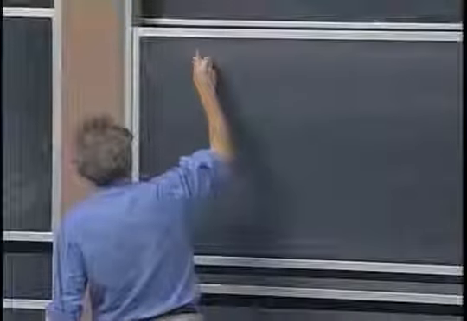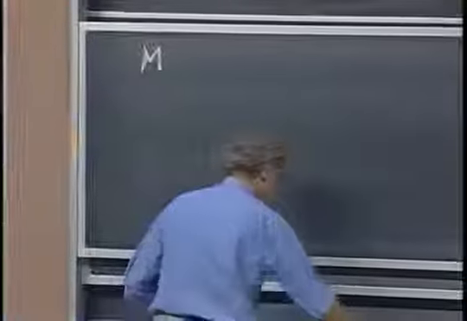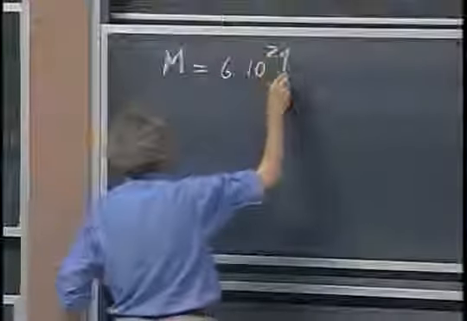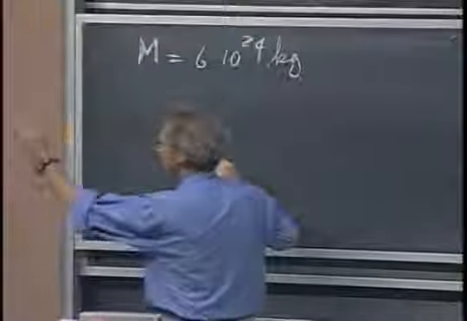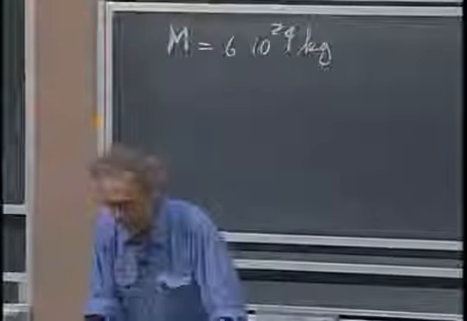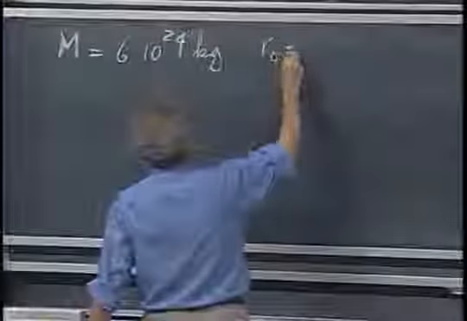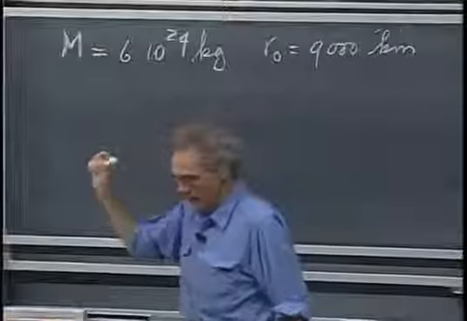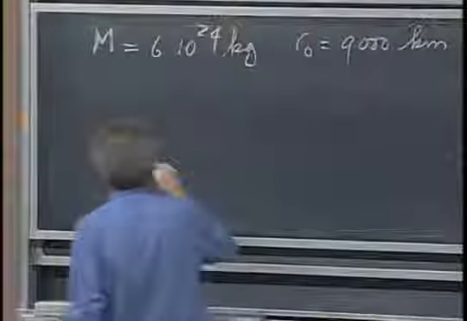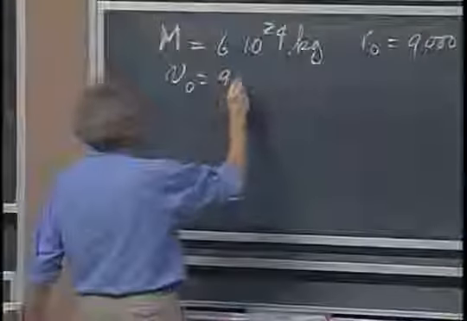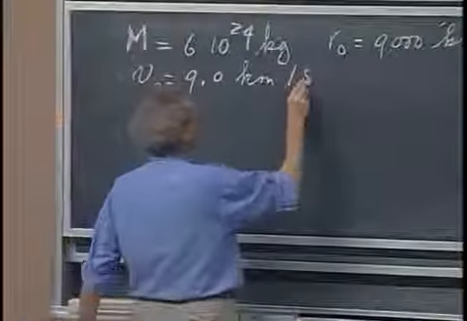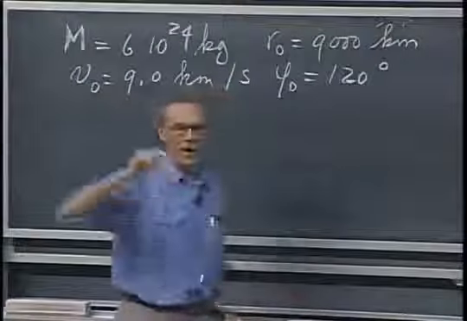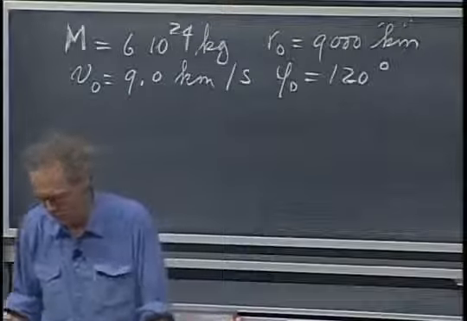We take for capital M the Earth, and that is 6 times 10 to the 24 kilograms. So that's my M. I promise you, you will know M. I will give you R0. That is 9,000 kilometers. That's the location at point D. I give you the conditions at D. The speed at point D is 9.0 kilometers per second. And I'll give you phi 0 is 120 degrees. Everything else we should be able to calculate now from these numbers.